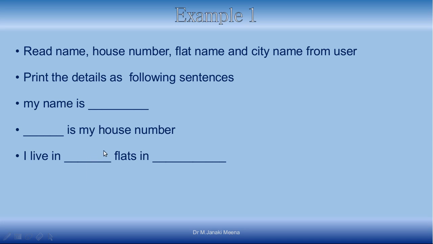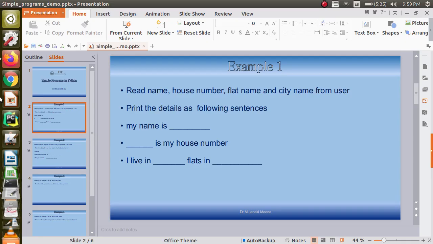This is the name of the flat. You are also getting the flat name, isn't it? You should print here the name of the flat and then "flats in", then the city name. This is what is expected. Wherever I have put a dash in this slide, I want you to have the corresponding value entered by the user. This is the plan for the first program.